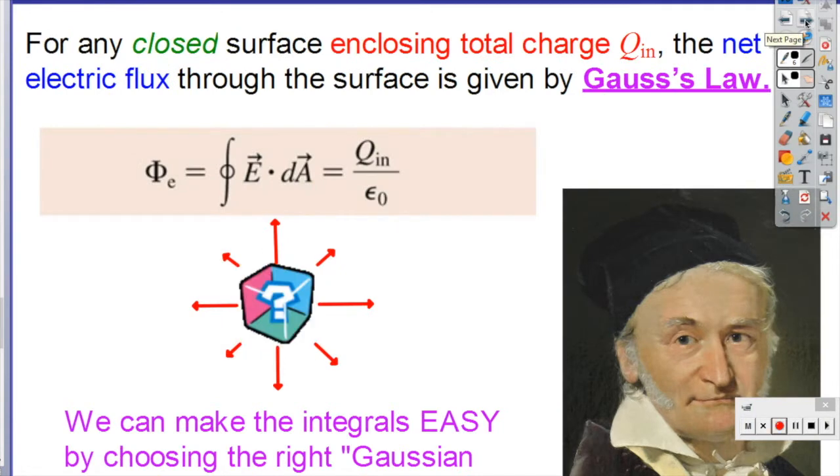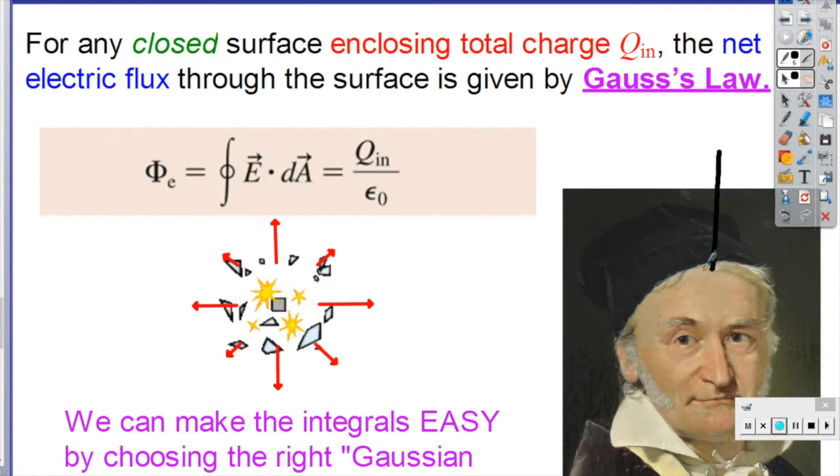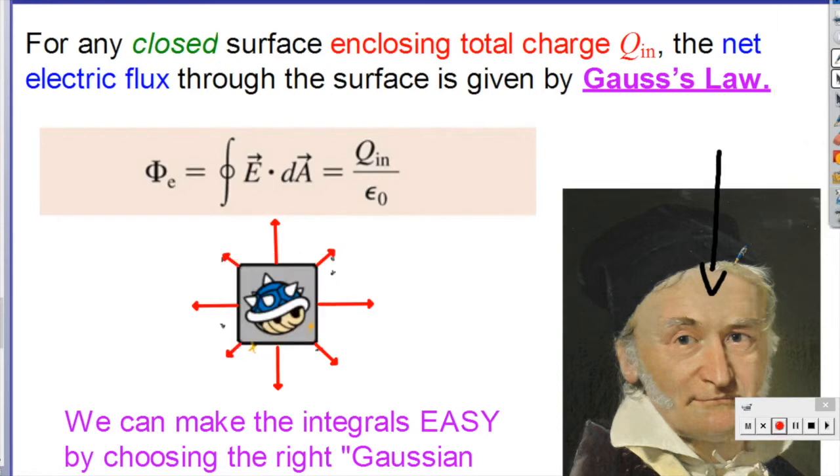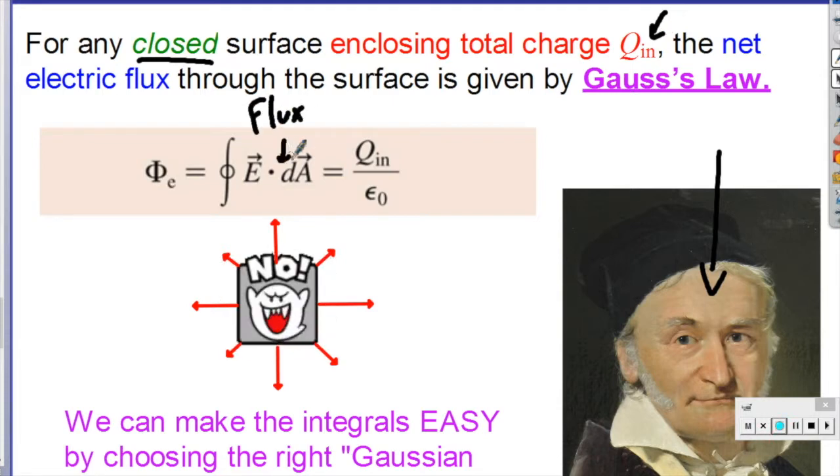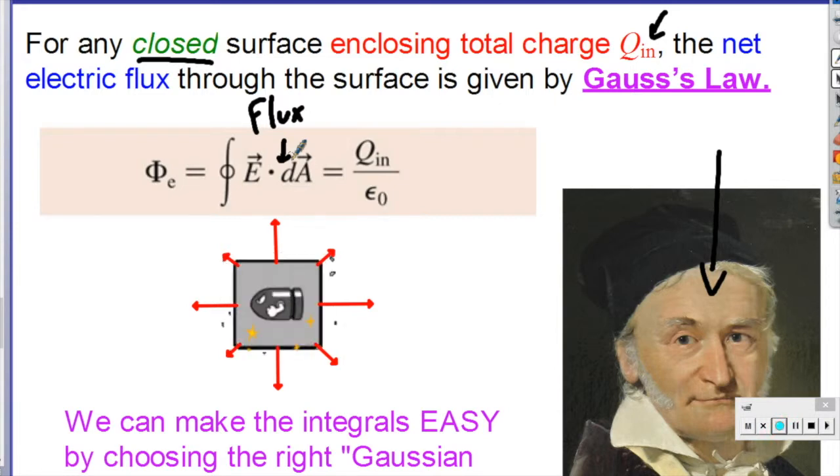Okay, why the heck do we care? The reason that we care is because of this guy, Carl Friedrich Gauss, looking kind of like a hobo there. And Carl Friedrich Gauss came up with this beautiful law called Gauss's law that says for any closed surface enclosing some amount of total charge Qn, the net electric flux through that surface, remember here's our flux, is exactly equal to the enclosed charge divided by epsilon naught, divided by that constant epsilon 0.